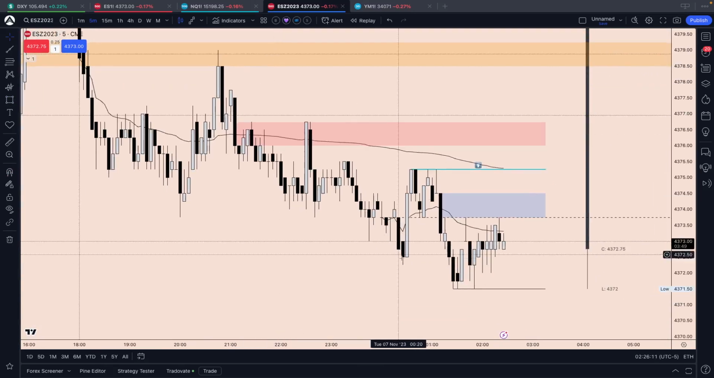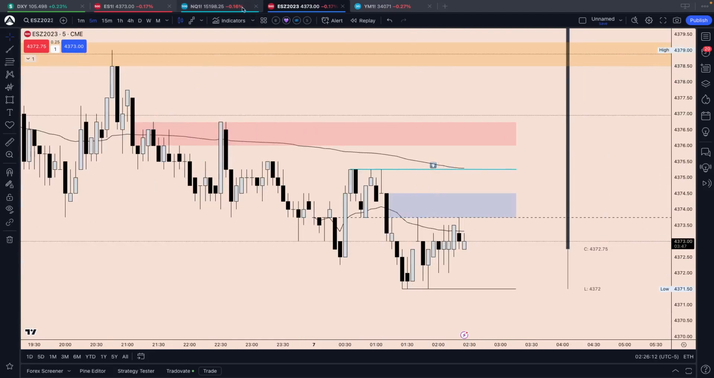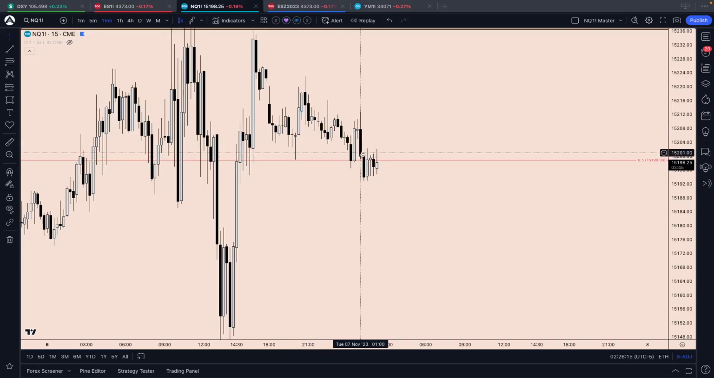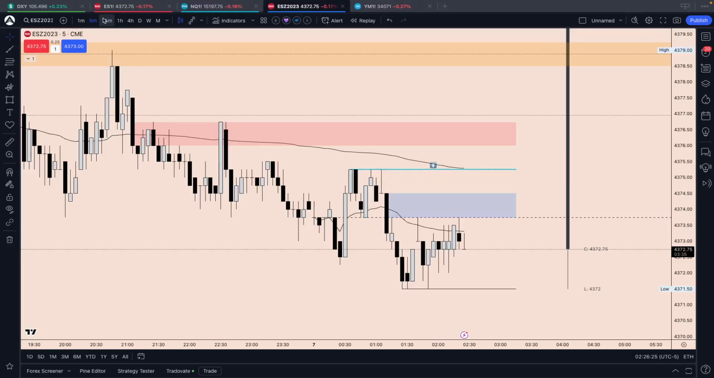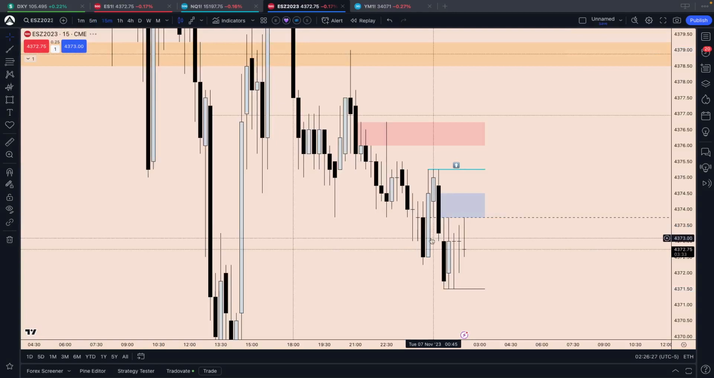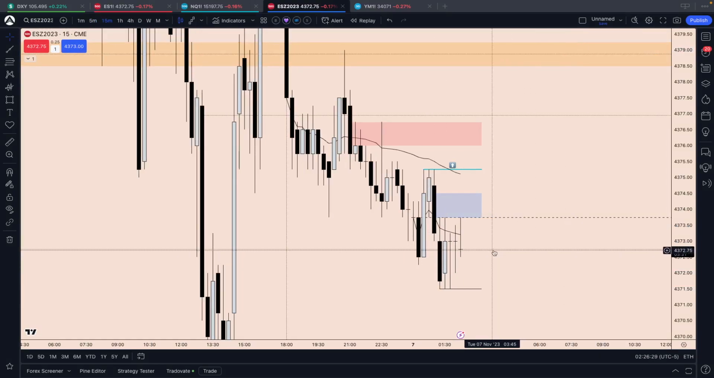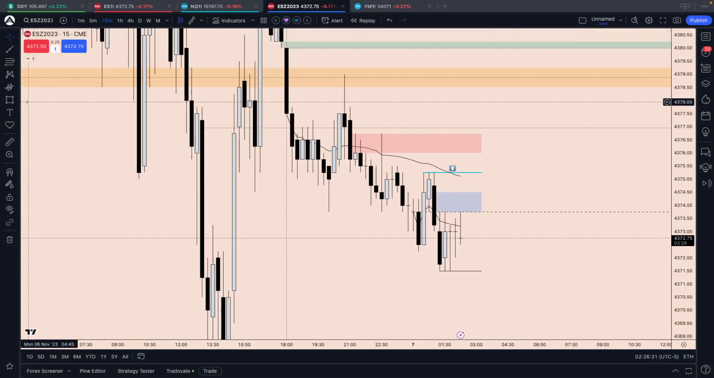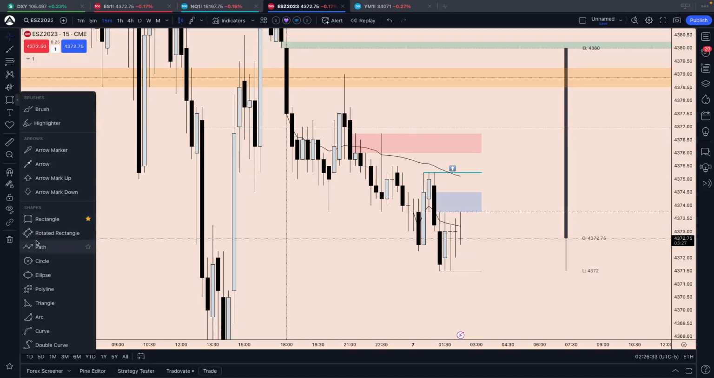Yeah, let's keep it simple and not draw too many boxes on our chart right now. NQ again tapped this bearish fair value gap. Want to see if on ES we get the same idea. On the 15 minute, the structure is a little bit cleaner.